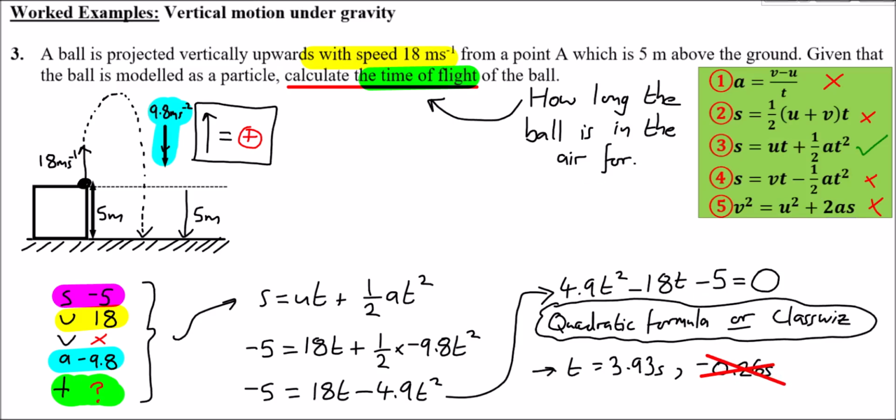And just put, to conclude, therefore the time of flight is, to 3 sig figs, 3.93 seconds. Just under 4 seconds, it returns and hits the ground. So it's in the air for roughly 4 seconds, which I'm sure you can agree, if you imagine throwing something up as hard as you can, if you had a good throwing arm, it could be in the air for about 4 seconds potentially. That's question 3.